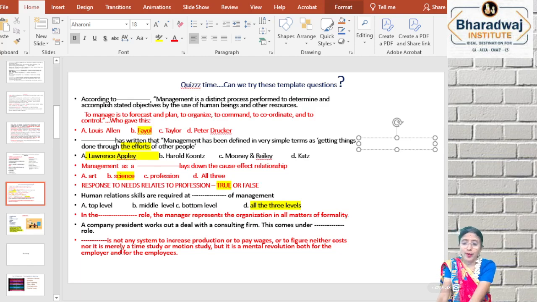In the dash role, the manager represents the organization in all the matters of formality. A company president works out a deal with a consulting firm. This comes under dash role. I told you 3 major roles, 10 sub roles as given by Henry Mintzberg. And dash is not any system to increase production or to pay wages or to figure cost, nor is it merely a time study or motion study, but it is a mental revolution both for the employer and employee. All the 3 questions, try out. One is from scientific management and the other 2 are from the roles of a professional manager. Let me see whether you are able to find out.